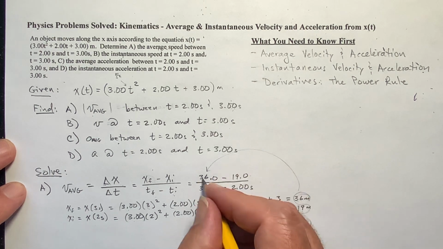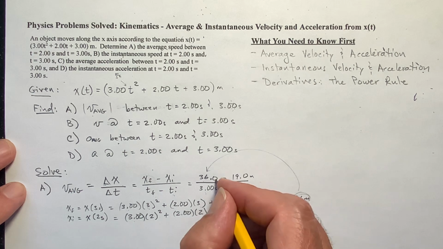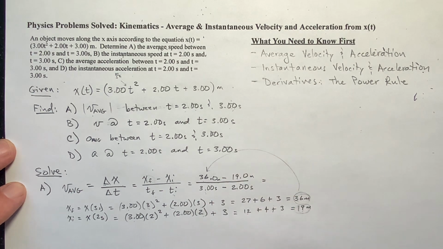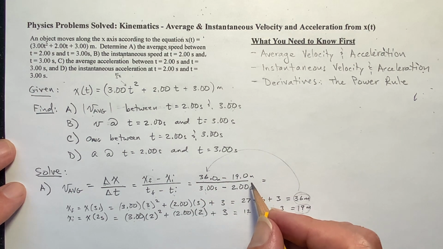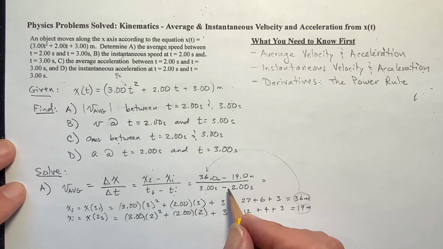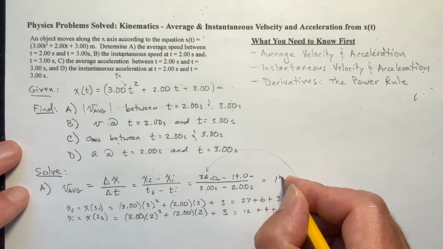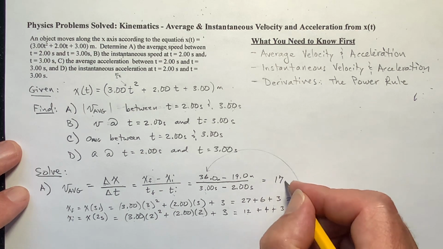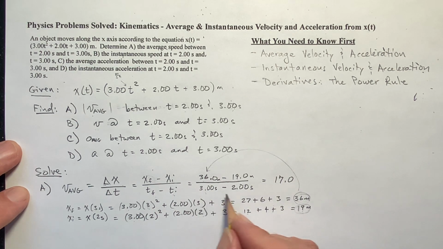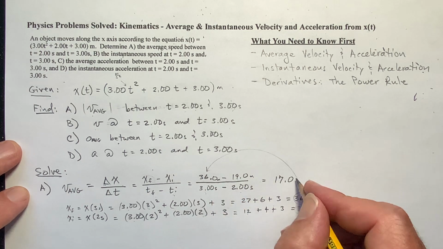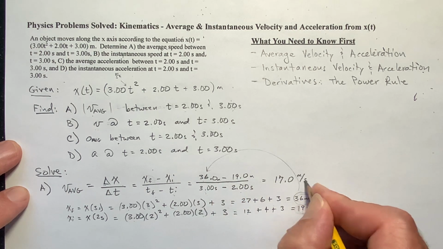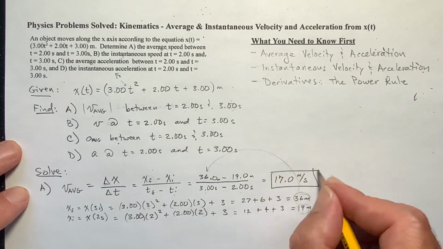Meters. Okay, I'll go ahead and put the meters in there. And now, when you do the arithmetic, 36 minus 19, divided by 1, well, that's going to be 17. And that is my answer. The average velocity between 2 seconds and 3 seconds is 17 meters per second. Okay?